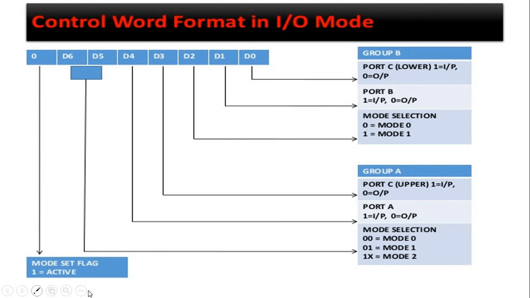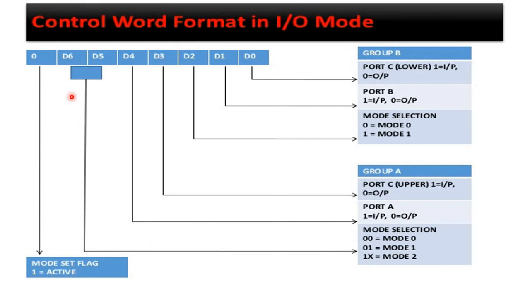BSR mode is nothing but, in this mode, individual bits of port C can be controlled directly by the microprocessor. Using this bit set/reset feature, the microprocessor can send a command to the 8255 for setting or resetting any one of the 8 bits of port C. If the control word bit 7 is equal to 0, port C operates in BSR mode. The BSR control word does not affect the I/O functions of port A and port B. So this is the control word format which defines the I/O functions for each port shown here.